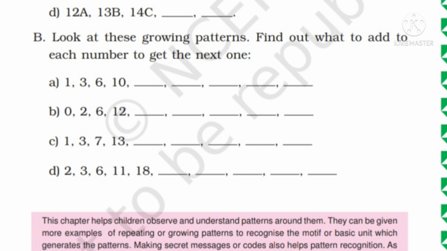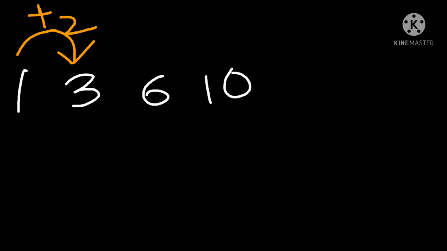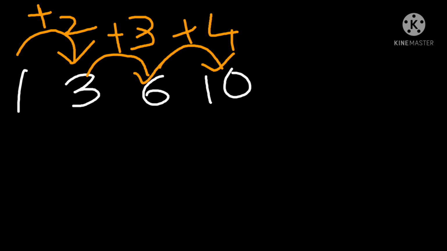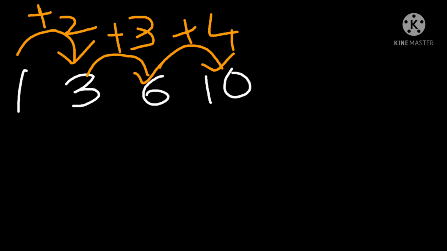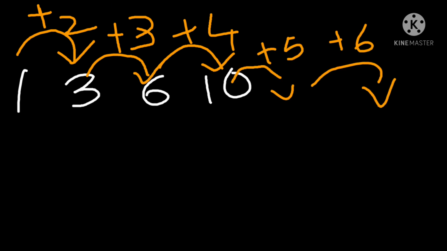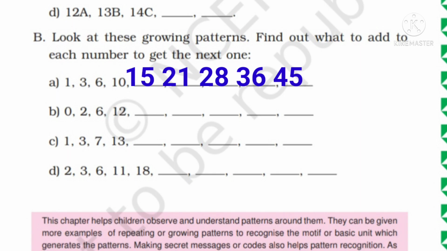1, 3, 6, 10. 1 plus 2 equals 3. 3 plus 3 is equal to 6. 6 plus 4 is equal to 10. So what will be the next number? See the adding pattern: plus 2, plus 3, plus 4. So next will be plus 5. 10 plus 5 is equal to 15. Next will be plus 6. 15 plus 6 equals 21. 21 plus 7, 28. 28 plus 8, 36. 36 plus 9, 45. I think now it's clear for you.